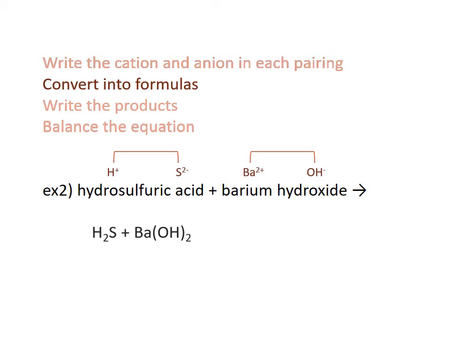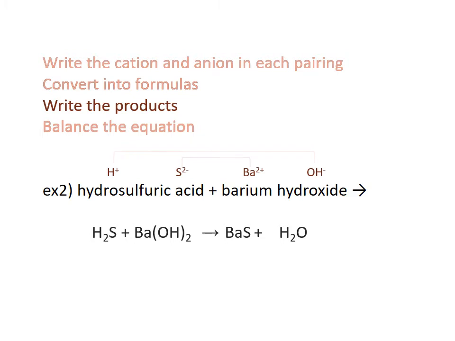Now I'll write the products. That means that H plus is going to go with OH minus, and Ba2 plus is going to go with S2 minus. So first we'll do barium sulfide. So Ba has a +2, S has a -2, lowest common charge is 2, so I just need one of each to give me a +2, -2. And when H plus and OH minus come together, that would make HOH, and we don't write it as HOH, we write it as H2O.